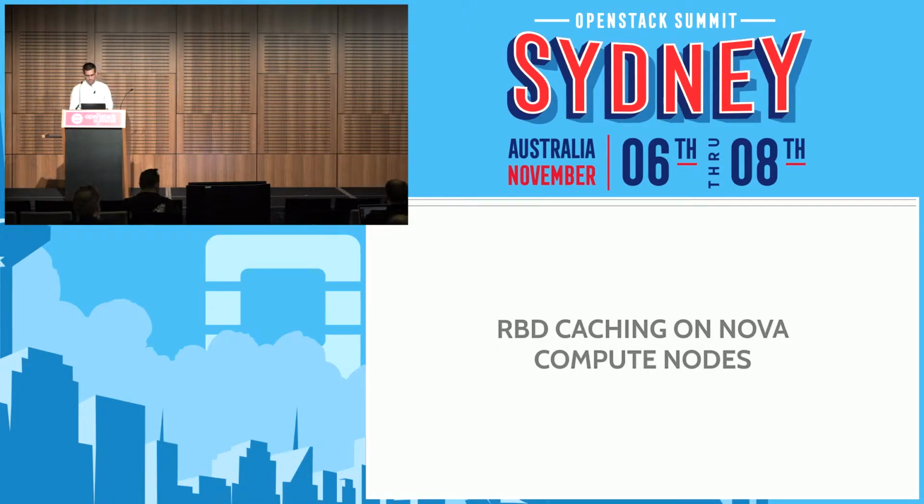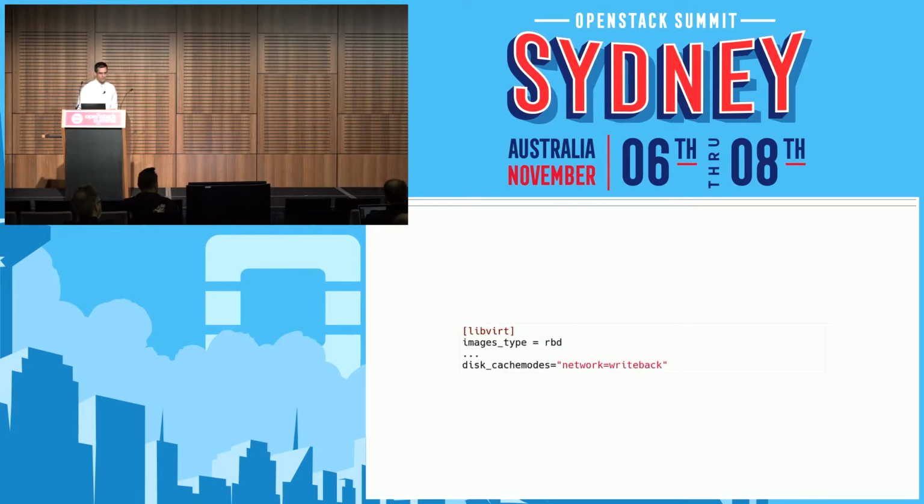You can enable this write-back caching for Ceph by setting this Nova Compute configuration option. It also goes into the libvirt section. You would typically already have set images type RBD, and then you set this cache modes to network equals write-back, and that enables write-back for network-based devices, such as Ceph RBDs. And you generally always want to do that. Again, this is something that a lot of deployment automation facilities do for you automatically.